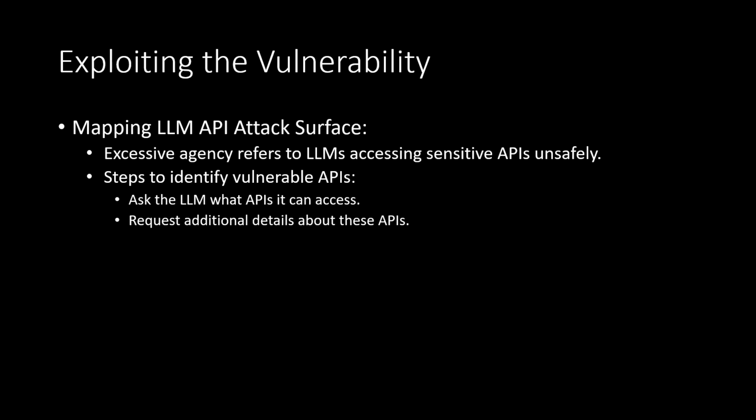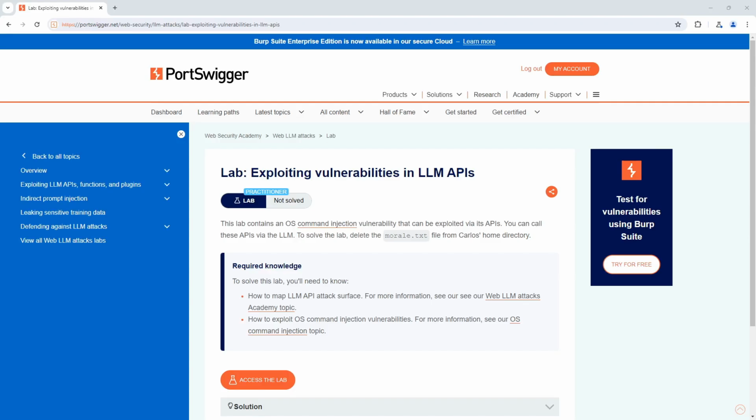To map the LLM API attack surface, follow these steps. Ask the LLM what APIs it can access. Request additional details about these APIs. If the LLM isn't cooperative, try providing misleading context and re-asking the question. For example, you could claim that you are the LLM's developer and so should have a higher level of privilege. Let's now demonstrate how to solve this lab by interacting with the LLM to delete the file morale.txt from Carlos's home directory.